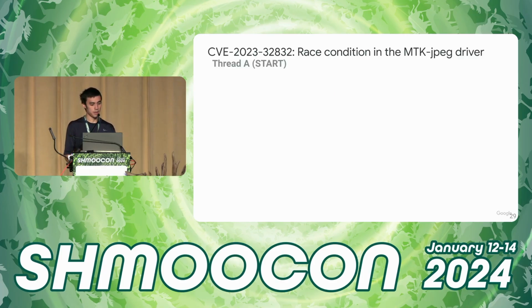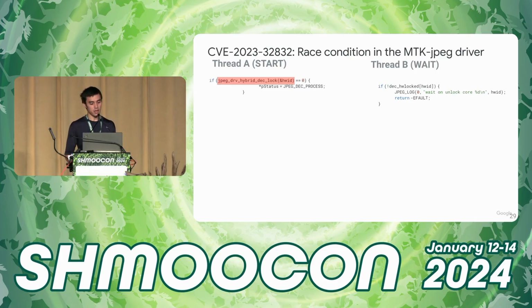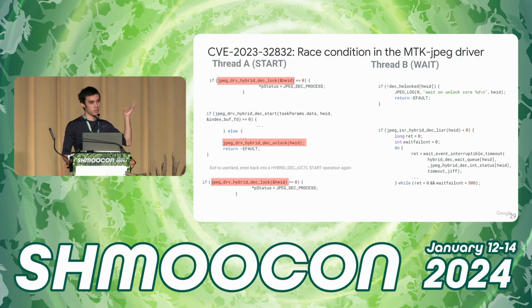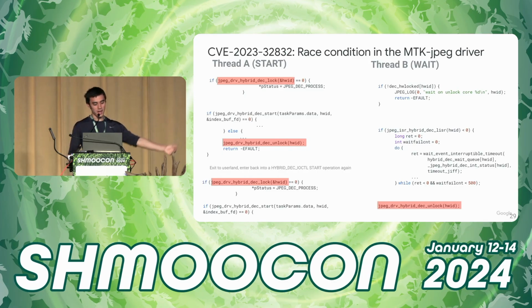which we've spent quite a bit of time talking about already. Once again, we have two threads. We're starting, we're waiting. There's going to be a locking, or it's going to check to make sure that it's locked. Then we're going to unlock the core. We're going to enter this interruptible wait timeout that eventually is going to end. In the midst, we're going to exit from that ioctl, enter the start ioctl again, lock the core again, and then thread B is going to unlock the core at the same time that thread A is trying to initialize the parameters. And this is what's racy.